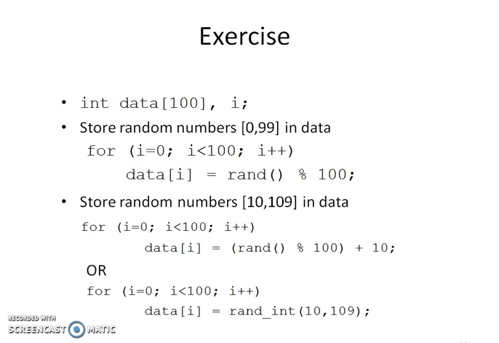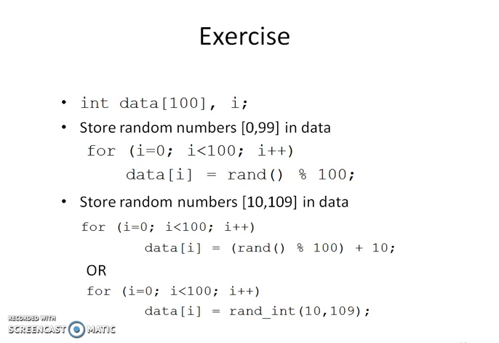That is, a for loop which iterates from 0 to less than 100, and data of I. rand is a function in C which tries to generate some random number. I am taking a modulus of 100, which generates a number between 0 to 99, which I am assigning to data of I.